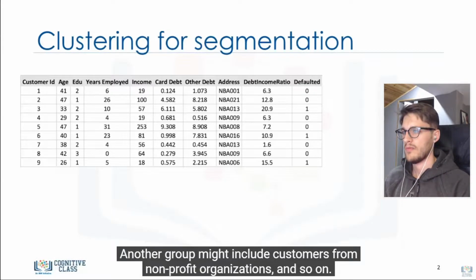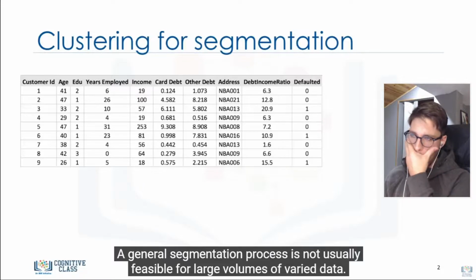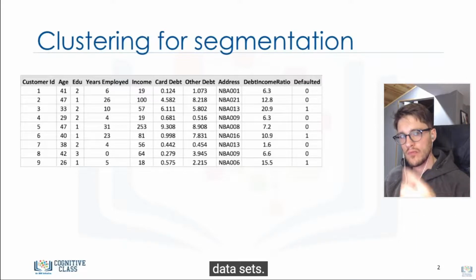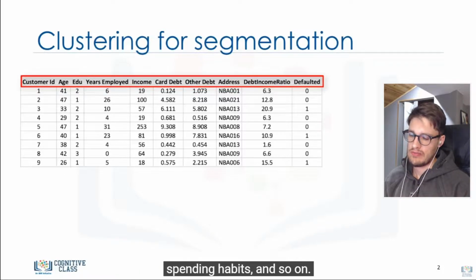Another group might include customers from non-profit organizations, and so on. A general segmentation process is not usually feasible for large volumes of varied data. Therefore, you need an analytical approach to deriving segments and groups from large datasets. Customers can be grouped based on several factors, including age, gender, interests, spending habits, and so on.